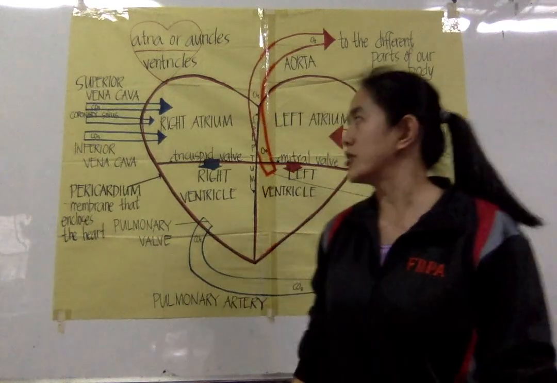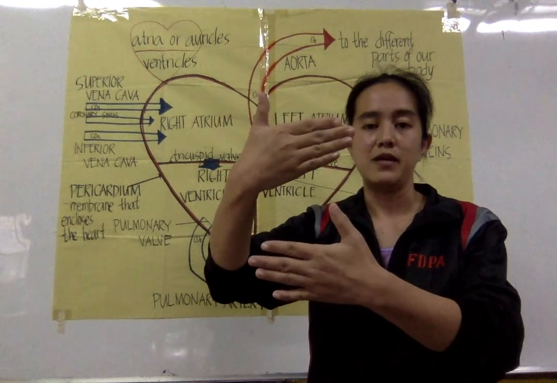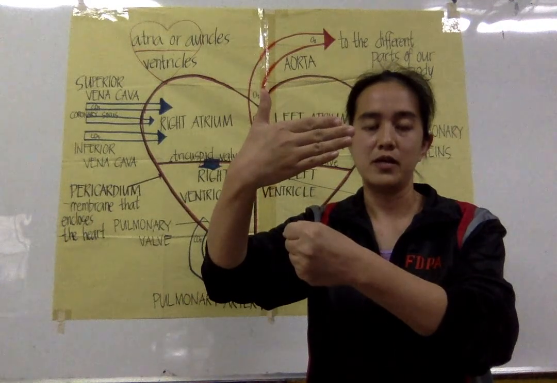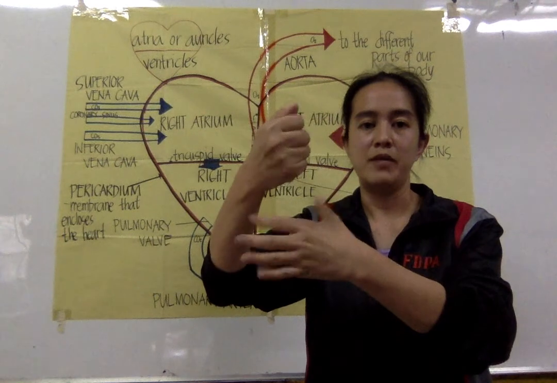When our heart contracts, it's alternate. When the upper part is relaxing, the ventricles contract. So that's it. It's lub-dub, lub-dub, lub-dub.